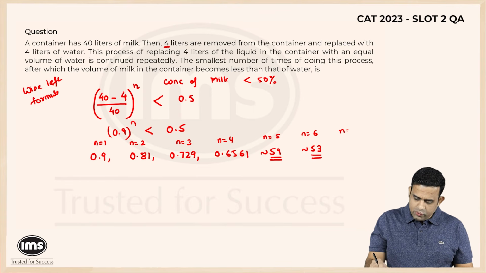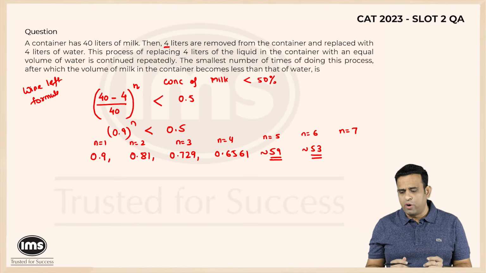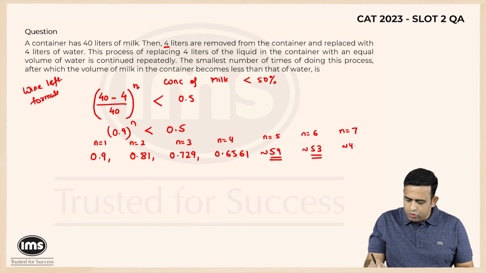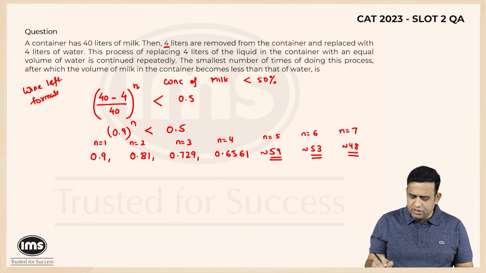And then if I do n equals 7 over here, from 53, a drop of 10%, so 53 minus 5.3 will come out to be nothing but close to 48%. And that means it is coming down below the 48% mark. You can take this in terms of percentage. This could be 0.59.